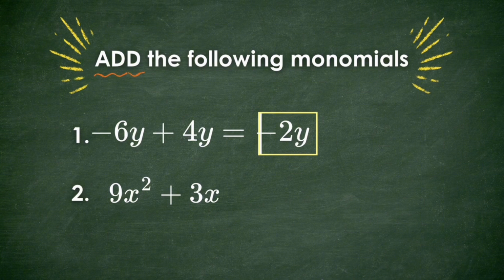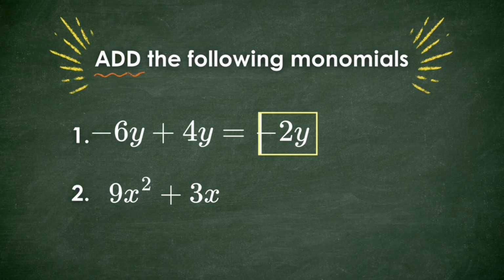Now it's your turn. Pause the video and try to answer this. 9x squared plus 3x is equal to... Ready? Let's check your answer together. Are they like terms? Let's see. They both have the variable x, but do they have the same exponent? The first term has x squared, which means x is raised to the second power. The second term has just x, which means it is raised to the first power. Different exponents, they are not like terms.